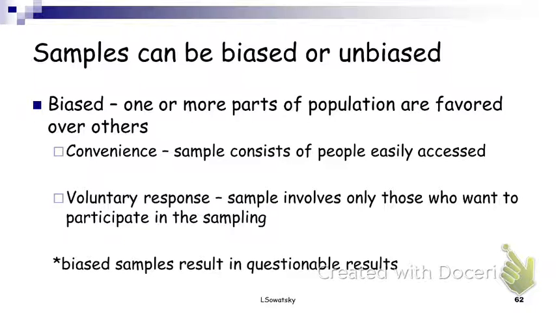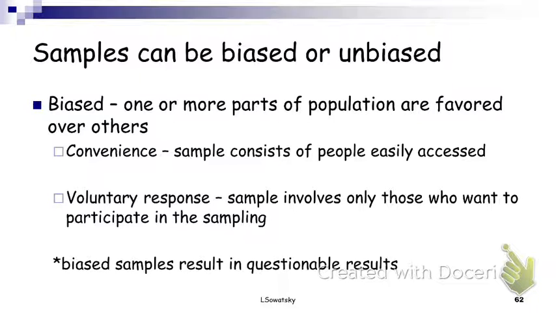So some of the things that are biased are convenience. So the sample consists of people easily accessed. So when we were talking about the 5th graders, maybe it's really easy for me just to go up to their room and ask them real quick, raise your hand of how many texts that you do.